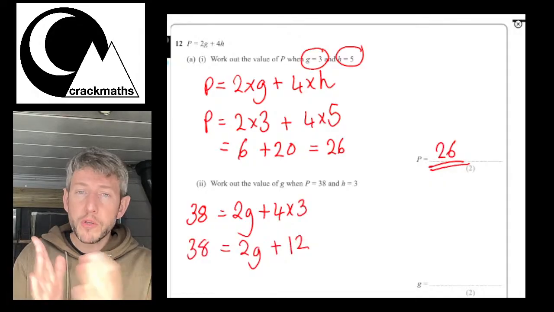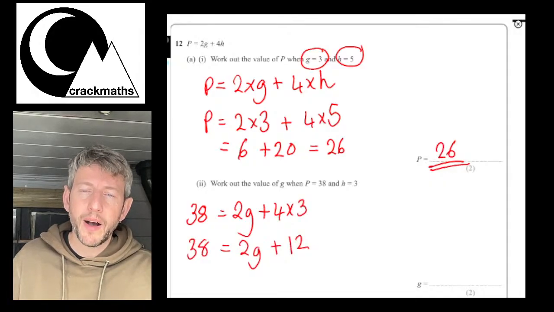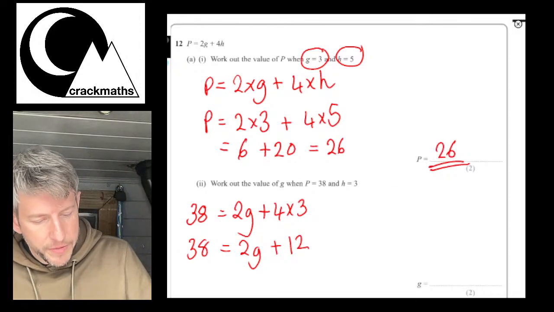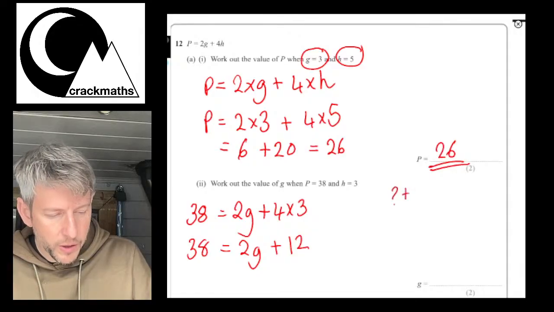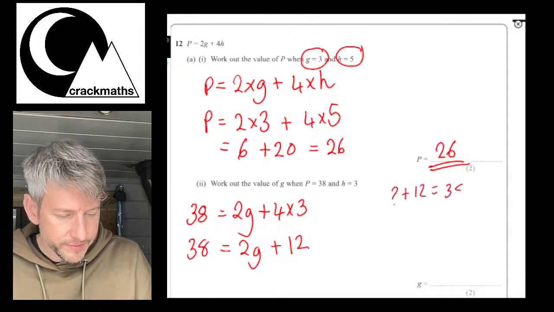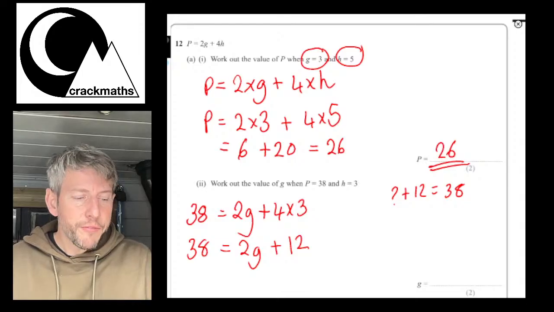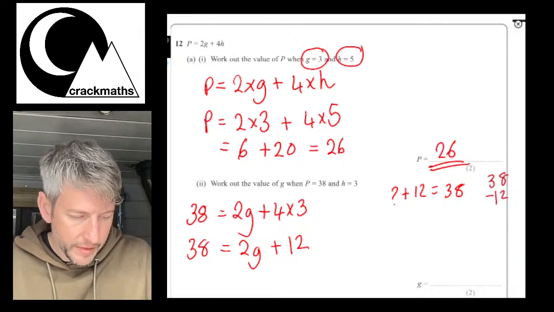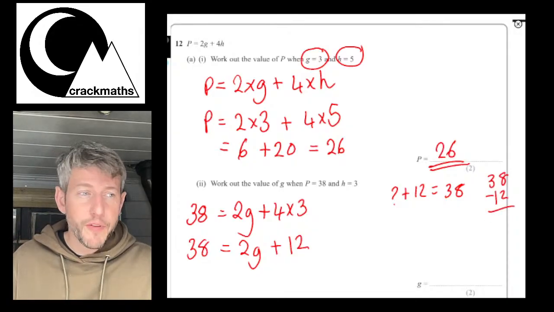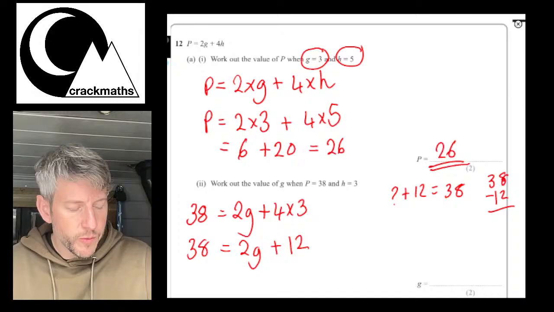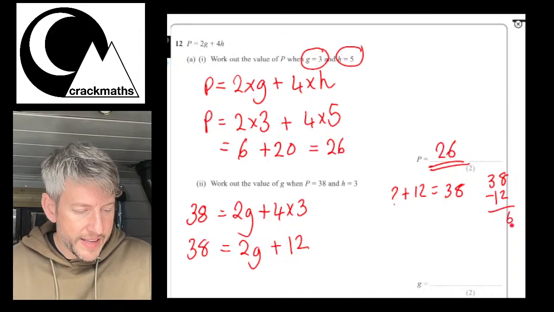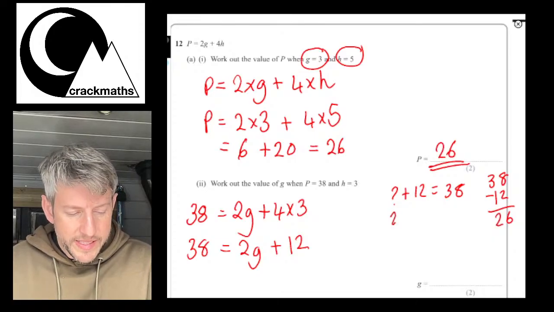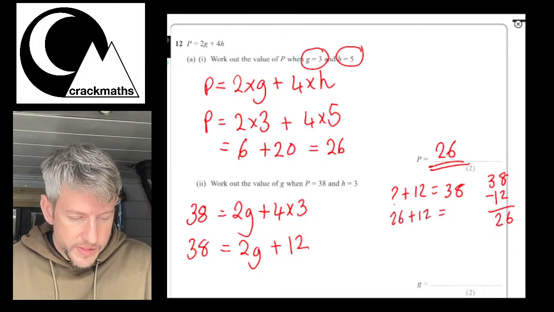Now, what I've got to think about here is what number plus 12 equals 38. The way to find this out is by doing 38 take away 12, because this is like another reverse calculation. So 38 take away 12 is 8 take away 2 is 6, 3 take away 1 is 2. So 26 plus 12 equals 38.